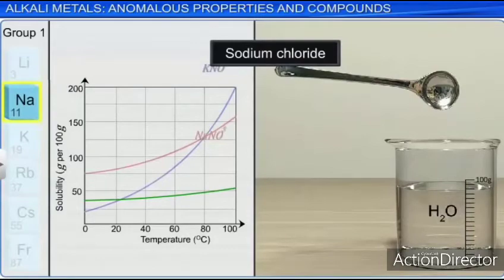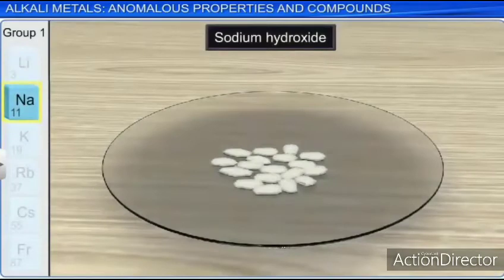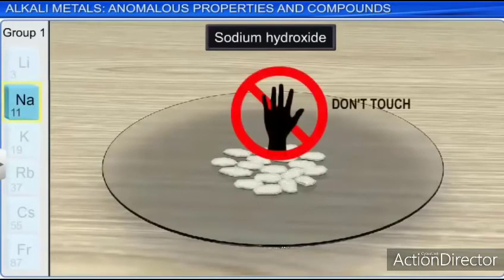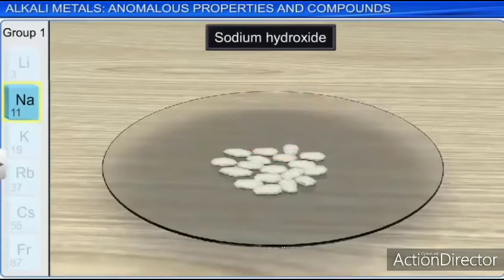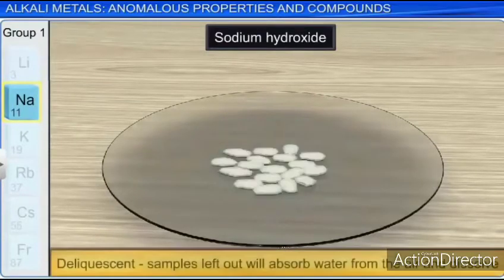Another important compound that contains sodium is sodium hydroxide. In its pure form, it is a white solid, often sold in pellet form, as shown in the photograph. It is very caustic, so don't touch it. Sodium hydroxide melts at 591 Kelvin. It is deliquescent. It means that samples of sodium hydroxide left in the open will absorb water from the air and dissolve.